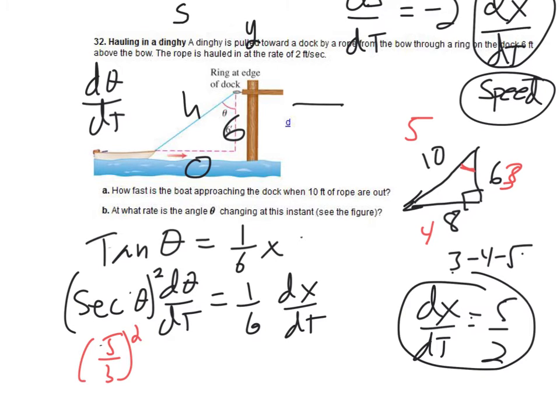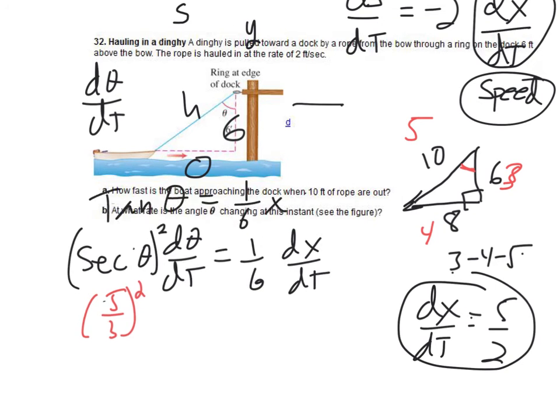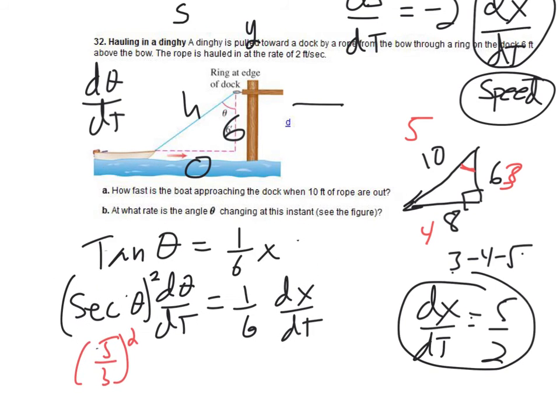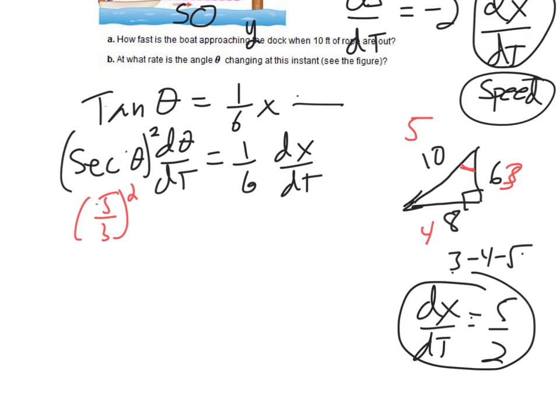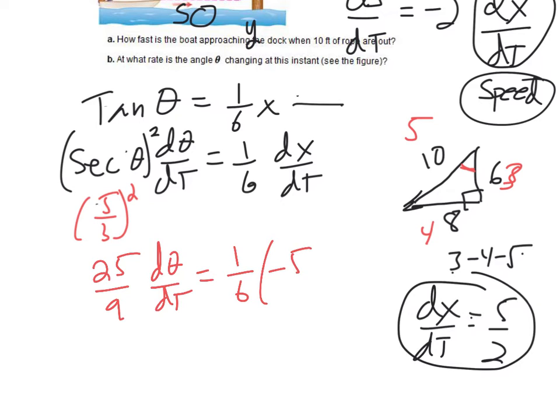And then I'm going to square that. So let me see what I can move here. Okay, I can move that. Can I move this all up? I can, just give myself a little space. And that's squared, so that's 25 over 9 dθ/dt equals 1/6 times negative 5 over 2.